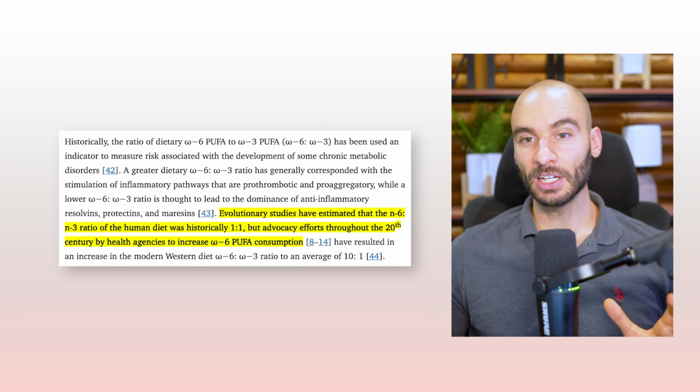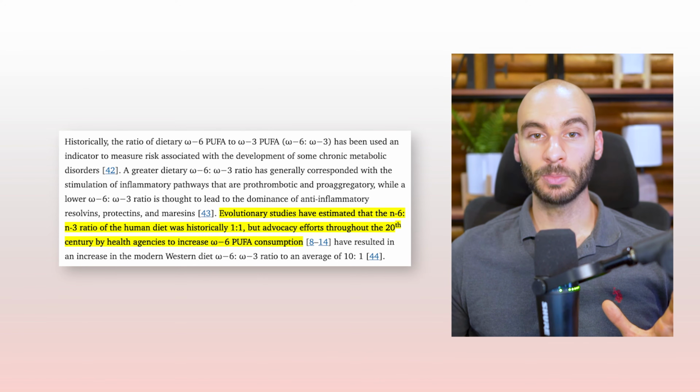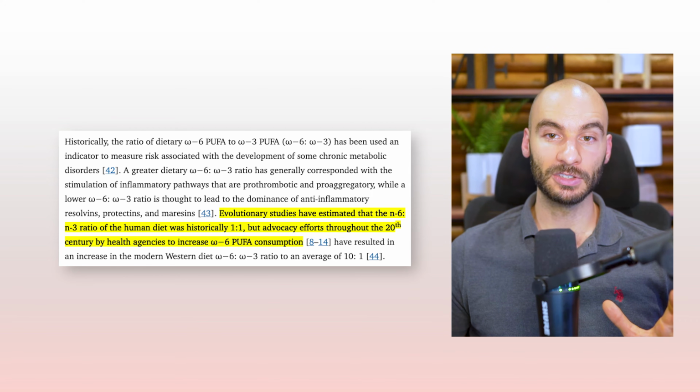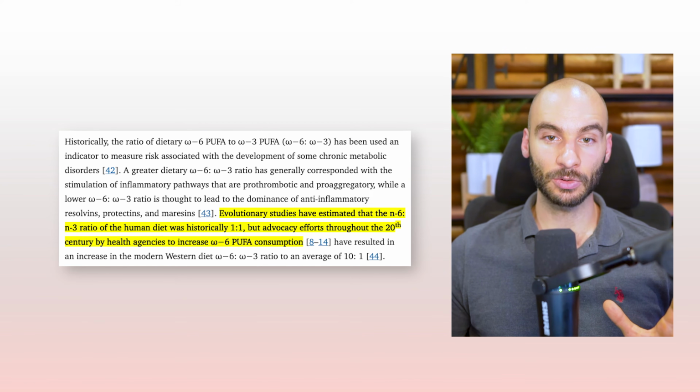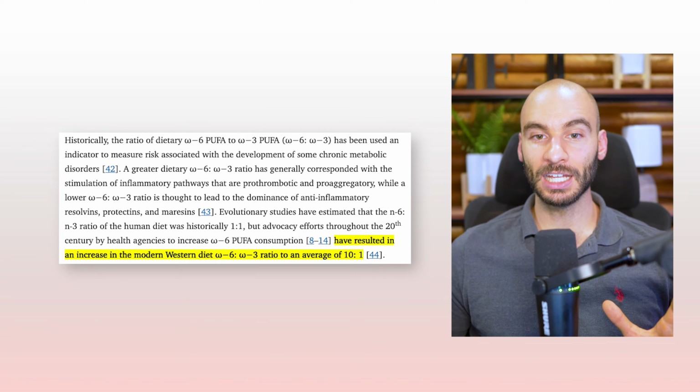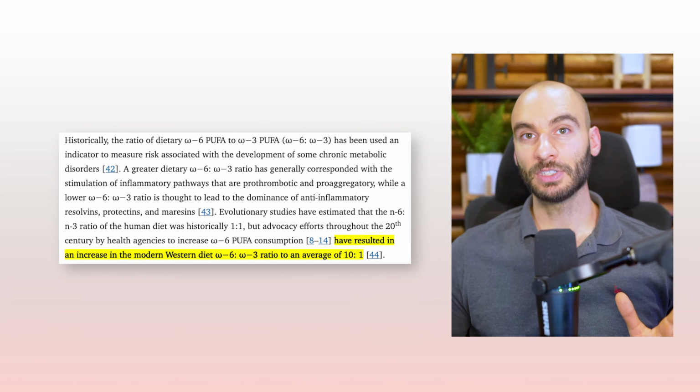Evolutionary studies have estimated that the omega-6 to omega-3 ratio of the human diet was historically 1-to-1, but advocacy efforts throughout the 20th century by health agencies to increase omega-6 polyunsaturated fat consumption have resulted in an increase in modern Western diet of omega-6 to omega-3 to an average of 10-to-1. It used to be 1-to-1 is what they're saying in this paper, and now it's around 10-to-1. And what they're going to talk about here are some better ratios.